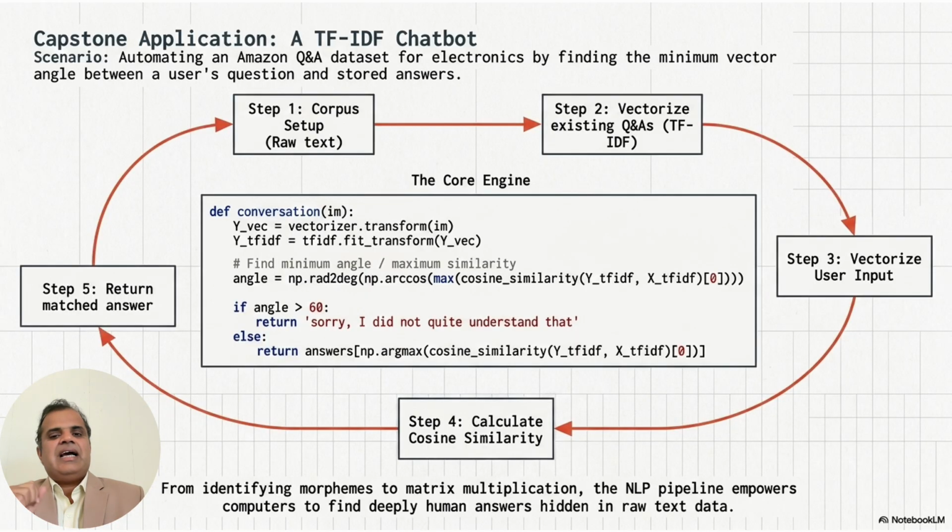Finally, we bring everything together to build a basic chatbot. Using a dataset like Amazon's electronics questions and answers, we follow a simple 5-step engine. First, we set up our corpus and vectorize all stored questions using the TF-IDF approach. When a user enters a query, we vectorize that input too. We then use cosine similarity to find the stored question with the minimum angle to the user's input. If the similarity is strong enough, the bot returns the corresponding answer.